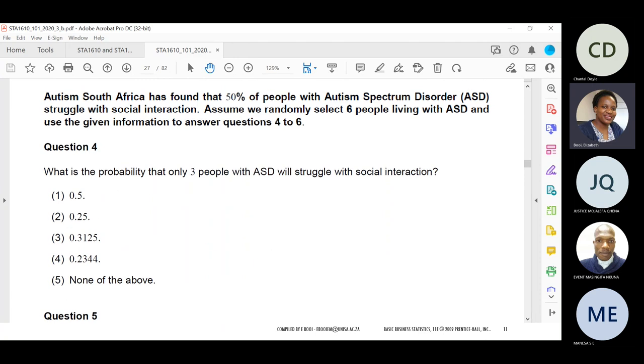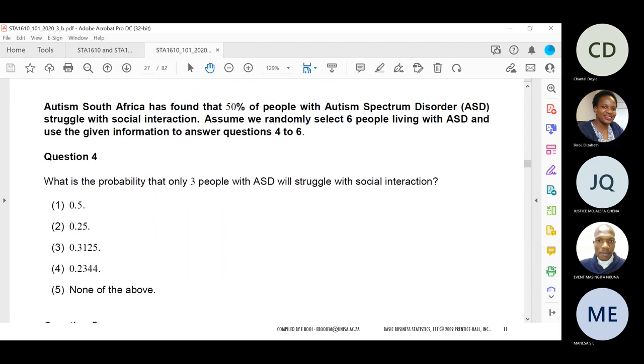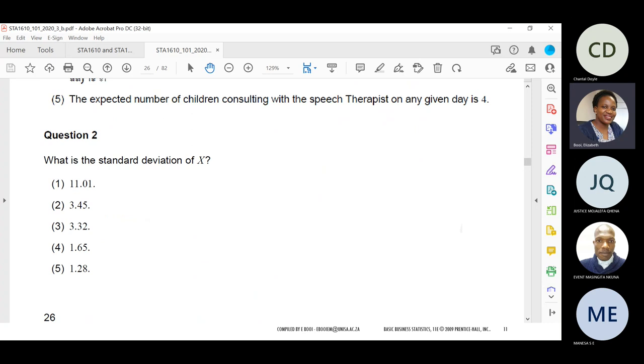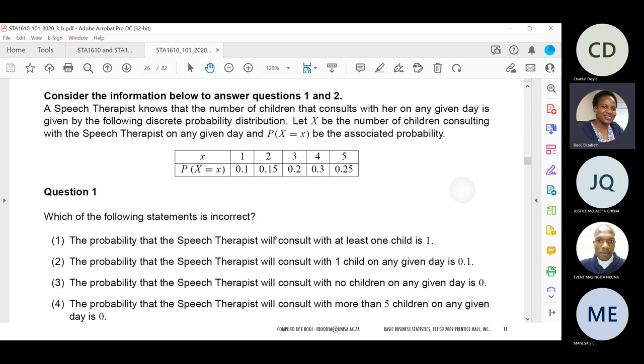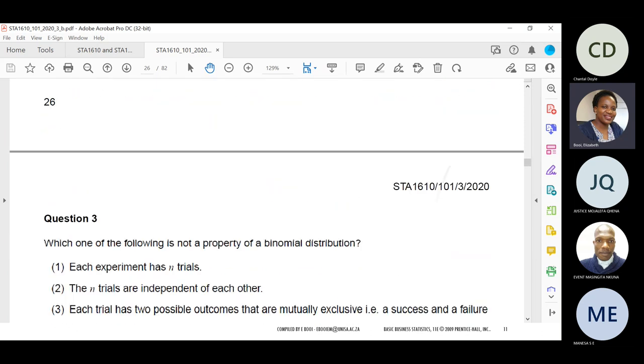Okay, so this is one of the questions. Autism South Africa has found that 50% of the people with autism disorder struggle with social interaction. Assume we randomly select six people living with ASD and use the information given to answer the following question. So always remember, when you deal with binomial distribution as well, I'm not going to touch on discrete probabilities because this is one of those questions that I'm assuming you guys by now know how to do. So I'm going to the table.